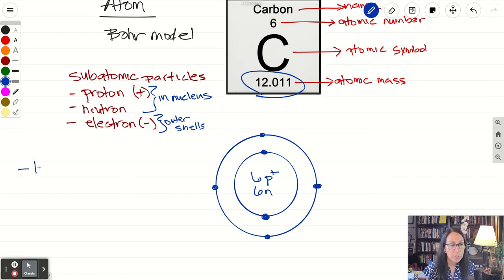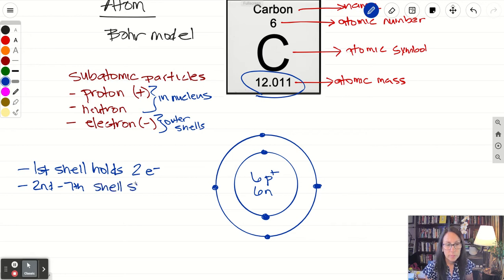Let me write some things down here. I'm going to say the first shell can only hold 2 electrons. Two, and I'm going to put an E with a little negative. That's how I write electrons. And then I'm going to put second to 7th shell holds up to 8 electrons. So you can fill them up to 8. Once the 8 is full, then you make a new shell.